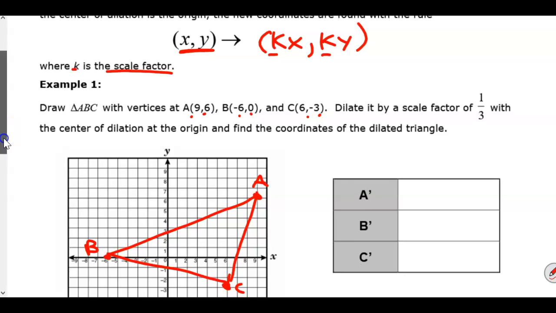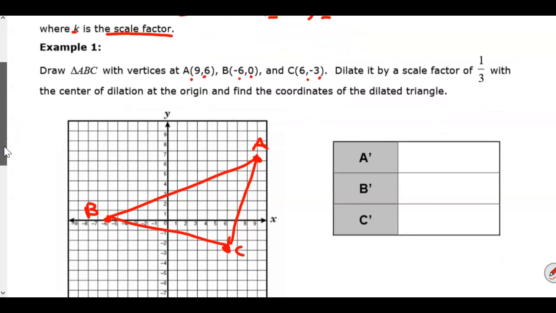Now, it says to dilate it by what scale factor? 1/3. That means you're multiplying everything by 1/3. Y'all know that multiplying by 1/3 is the same thing as dividing by 3? So it's like dividing by 3. We're going to take all these numbers and either multiply by 1/3 or divide by 3.